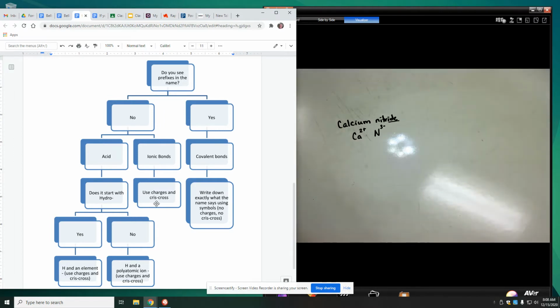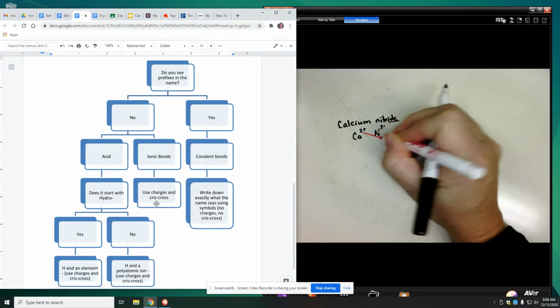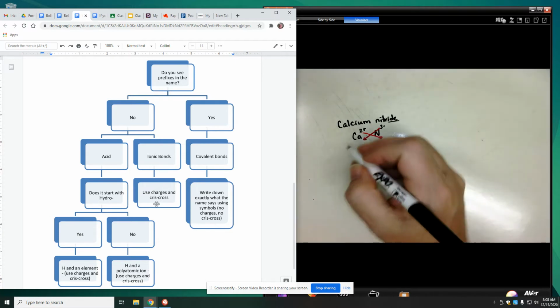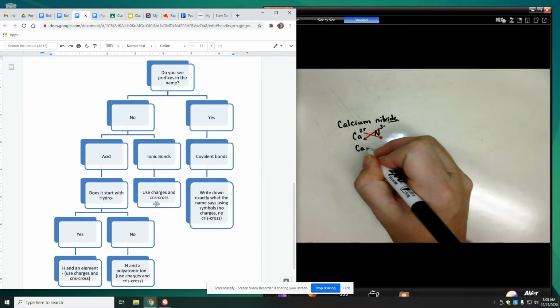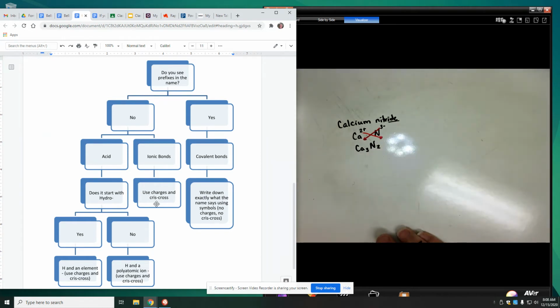So that means that I need to crisscross. I've got to add some subscripts. So we don't cross signs and we don't cross ones. Here we're actually going to have a true crisscross. So 3 and then N2.